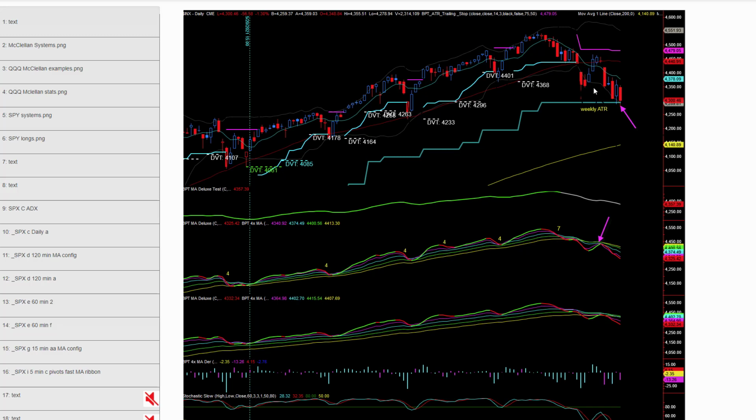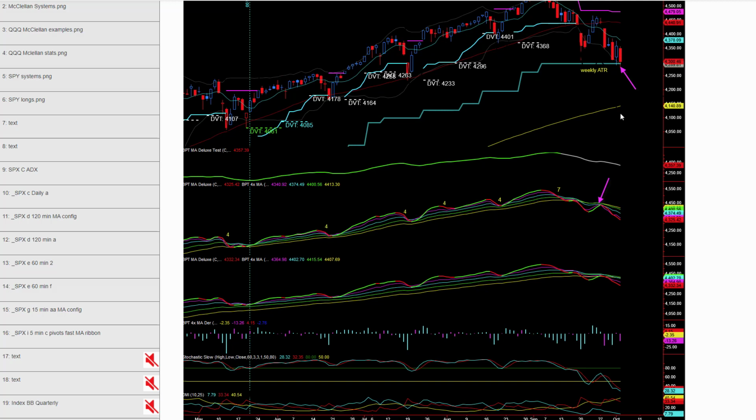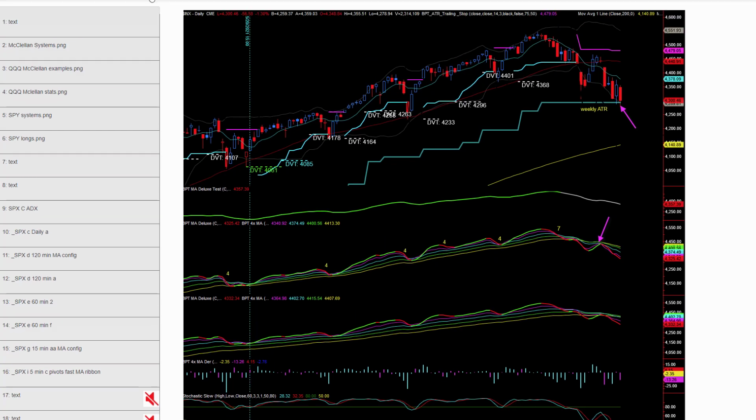Chart number 17, here's the daily KISS chart. Been pointing out this weekly ATR here, and you can see we undercut it a little bit today as we did on Friday. So we're basically right around that weekly ATR. Haven't lost it on a closing basis yet. You can see the moving average ribbon. Nice bearish kiss, a couple weeks ago. Next.